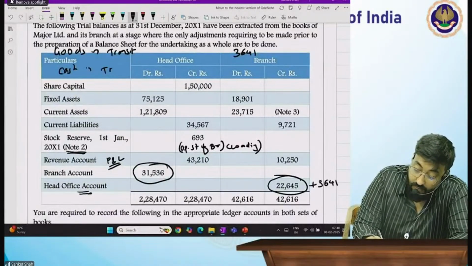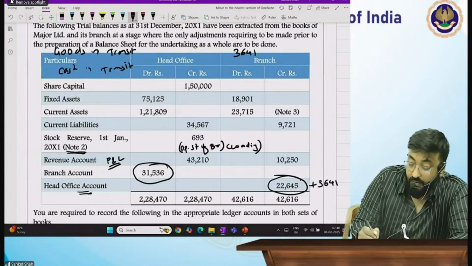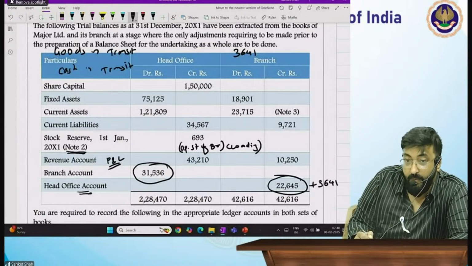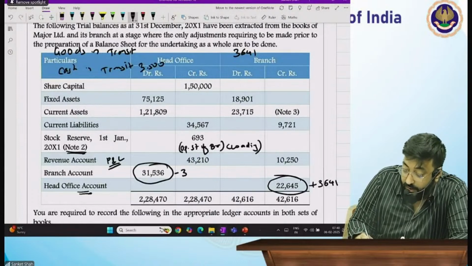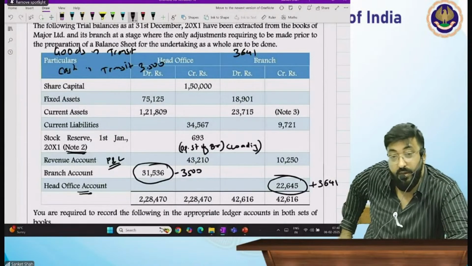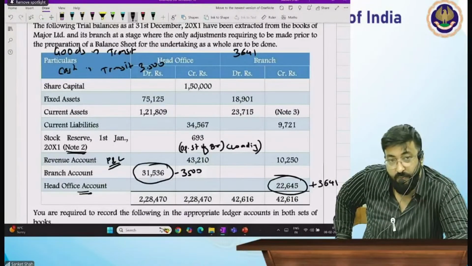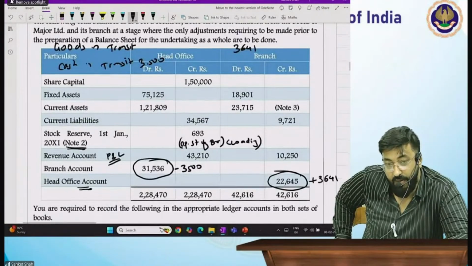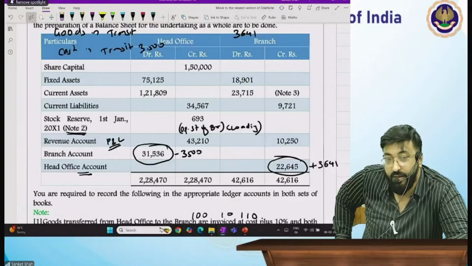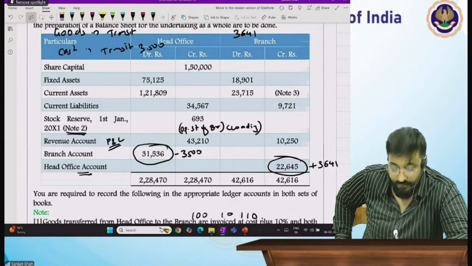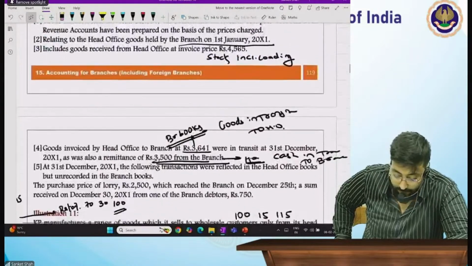And what about cash in transit? Cash in transit, branch is giving, so we have to reduce from the branch account. So cash in transit here it is 3500 and I'm going to reduce it from the branch account. Very good, beta. Branch account balance, we are going to reduce it because we want to give credit and here branch has debit balance, correct? Yes, sir.